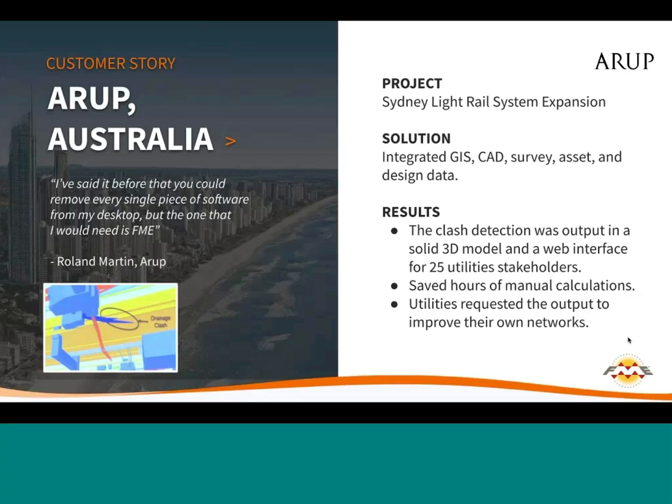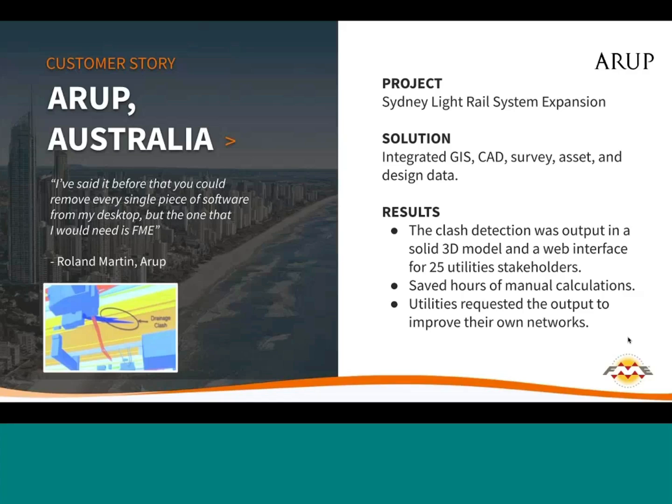So this meant they were able to provide two outputs for stakeholders to consume the information provided by this newly integrated dataset. The first was a solid 3D model in which clashes could be visualized, and the second was a web interface where clashes were shown on the network map with greater accuracy and could be clicked on and viewed in detail with attribution. So these were shared with the 25 utility asset stakeholders, which included Sydney Water, Australia's Origin Energy, Vodafone and Verizon.